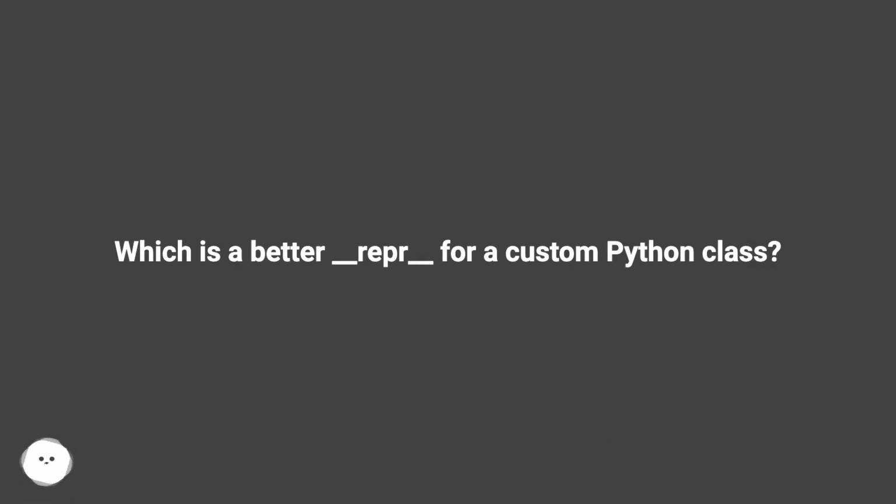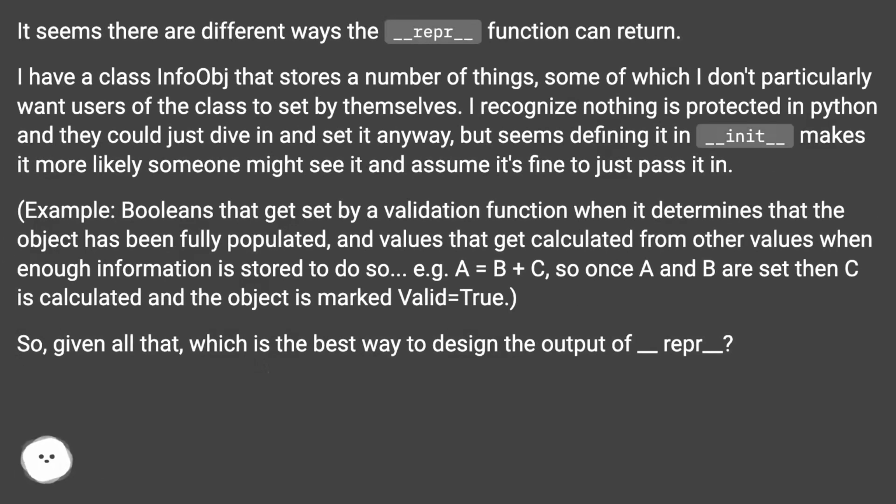Which is a better repr for a custom Python class? It seems there are different ways the repr function can return. I have a class info_obj that stores a number of things, some of which I don't particularly want users of the class to set by themselves. I recognize nothing is protected in Python and they could just dive in and set it anyway, but it seems defining it in __init__ makes it more likely someone might see it and assume it's fine to just pass it in.